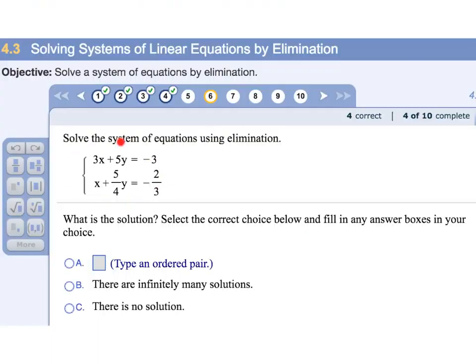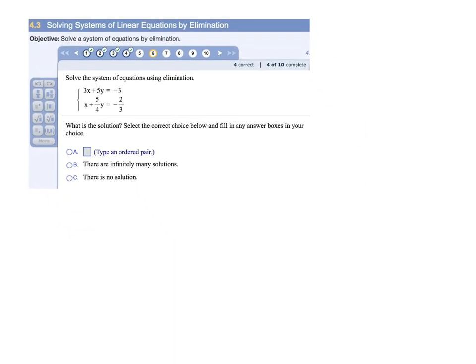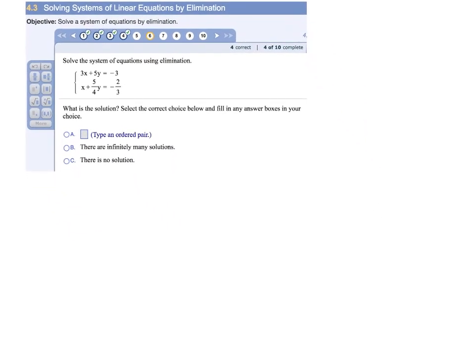Now this one, if we were to do this in Desmos, you would find out it's not going to work because the answer is not a whole number. It's actually going to be a fraction, which means we actually have to do the algebra. So we're going to start by copying down the two equations. So you've got 3x plus 5y equals negative 3, and then you've got x plus 5/4 y equals negative 2/3.